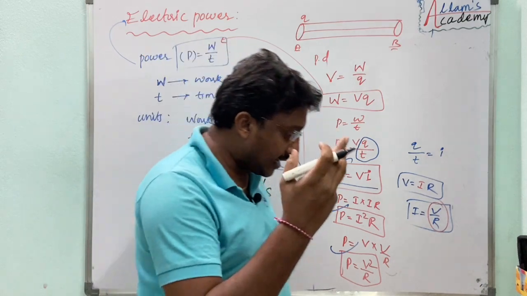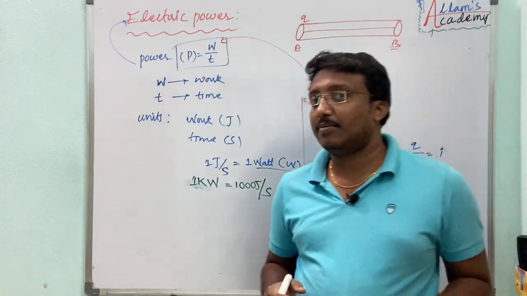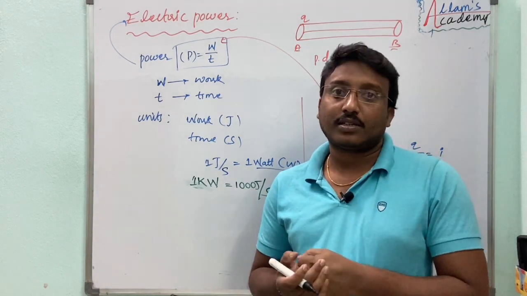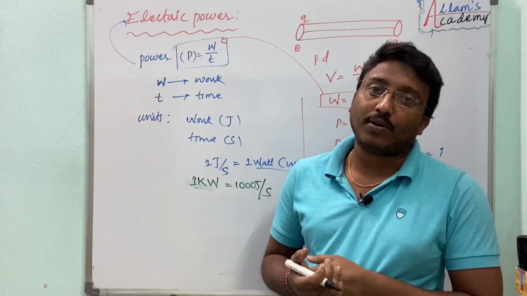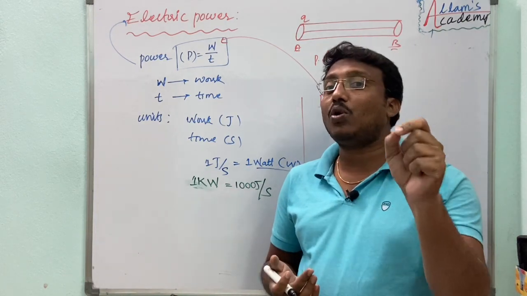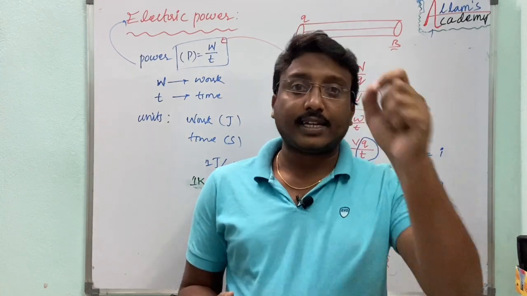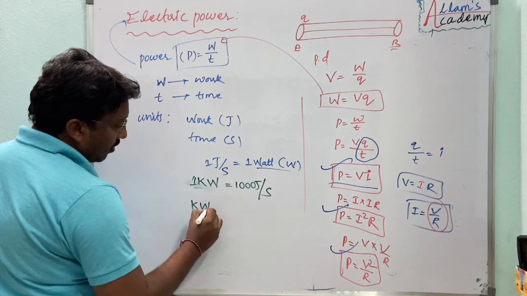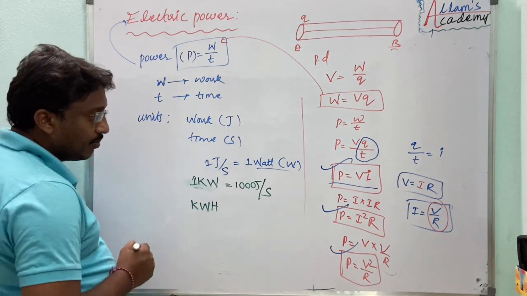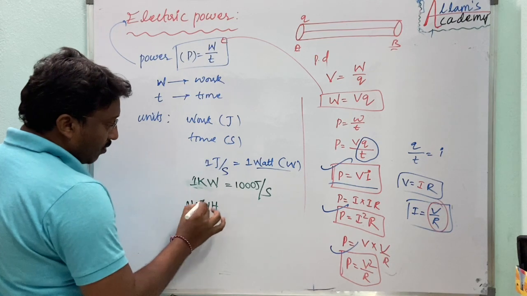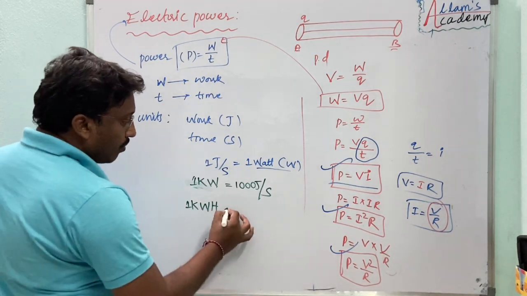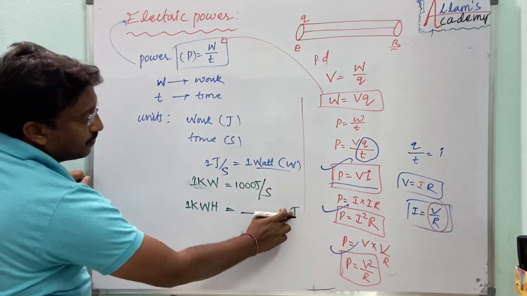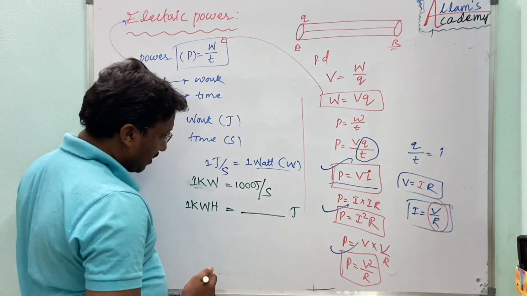In our monthly electrical bill, they calculate the power consumed by our electrical appliances in the form of kilowatt hour, kWh. Sir, 1 kilowatt hour equal to how many joules? Very important question. You will get it for 1 mark.